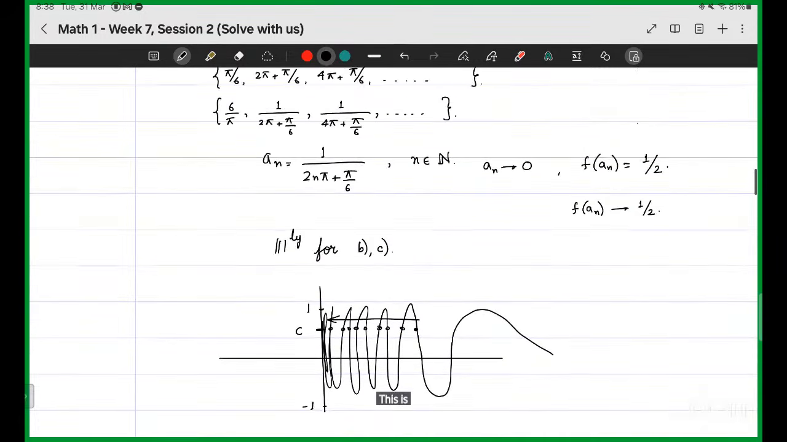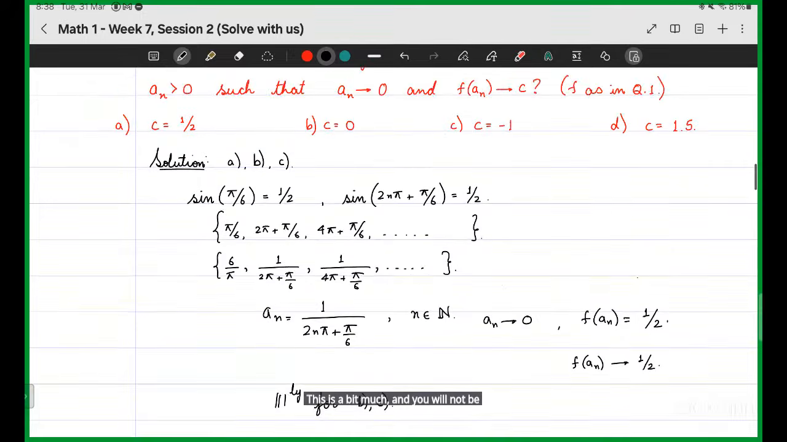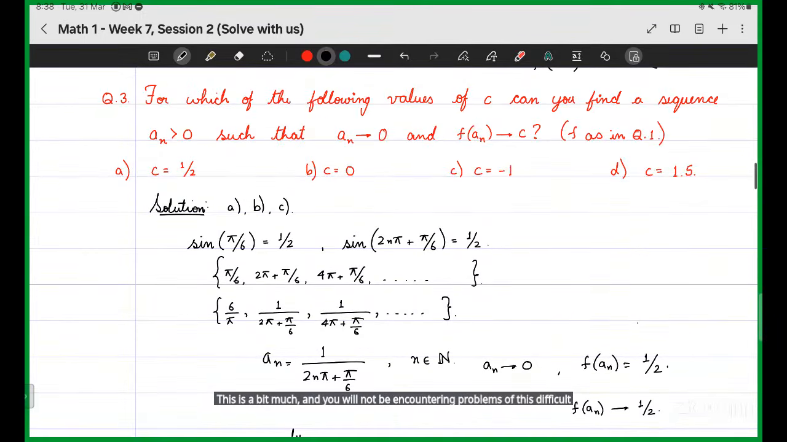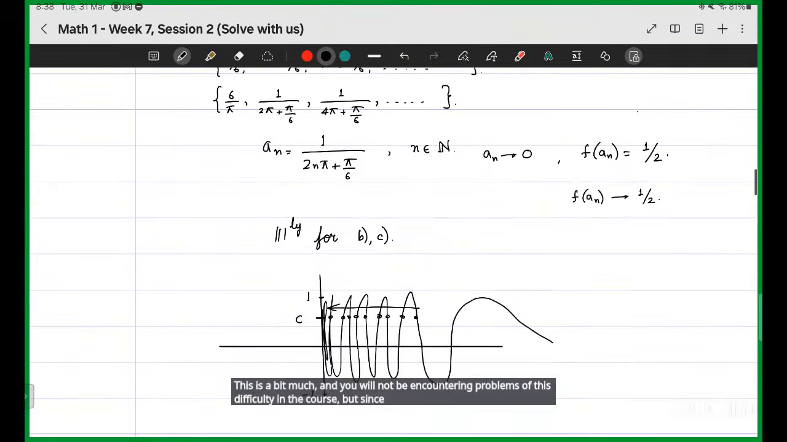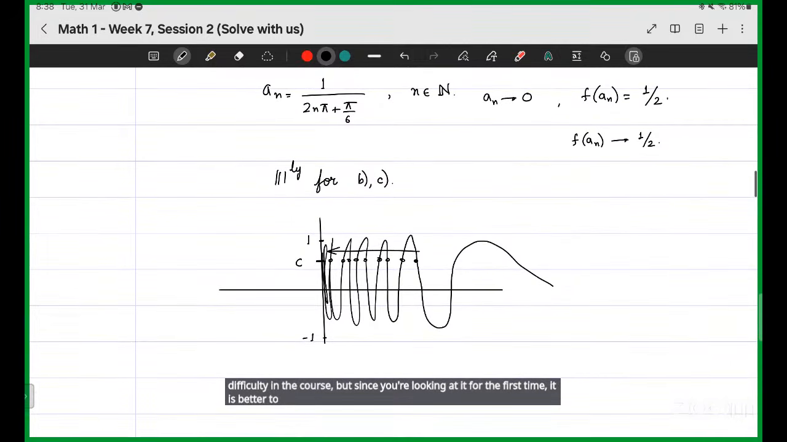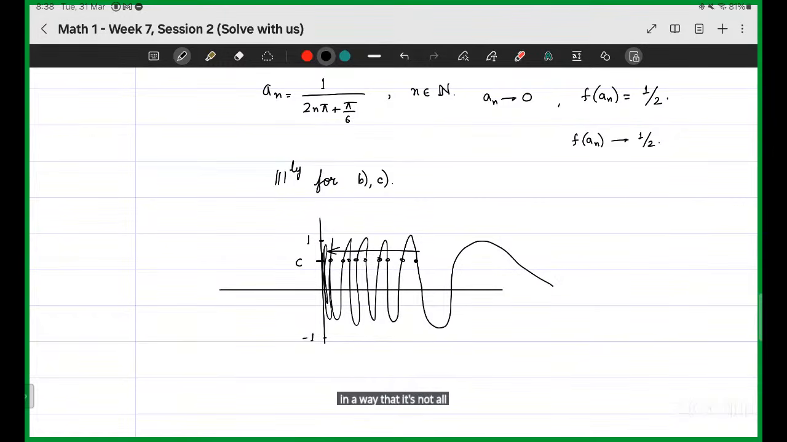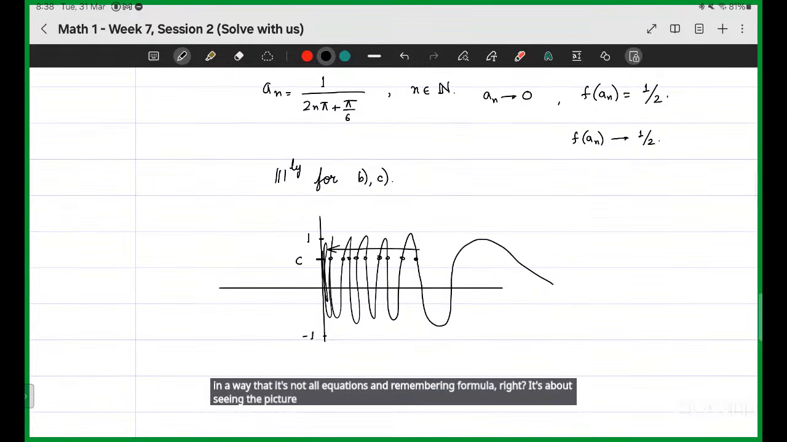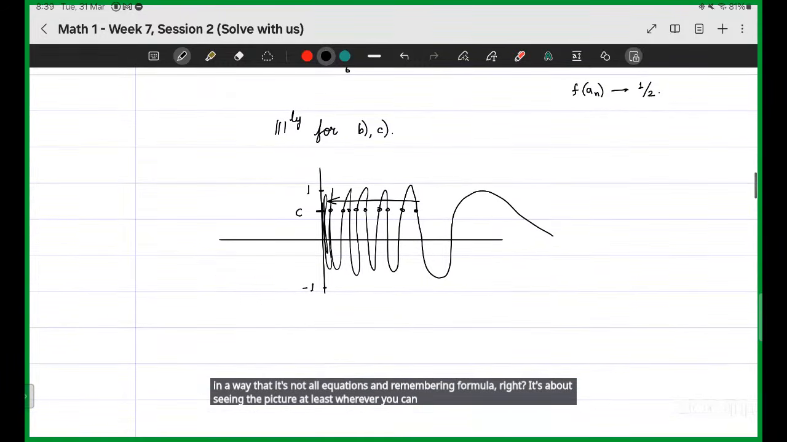This is a bit much, and you will not be encountering problems of this difficulty in the course. But since you're looking at it for the first time, it is better to understand things in a way that it's not all equations and remembering formulas. It's about seeing the picture at least wherever you can. There will be higher dimensional calculus where you can't really visualize things, but at least when you can, you should try to do it.